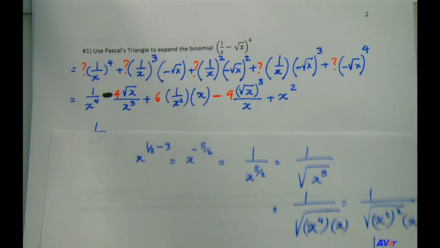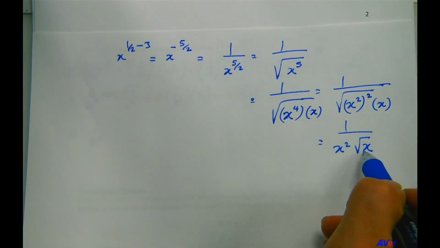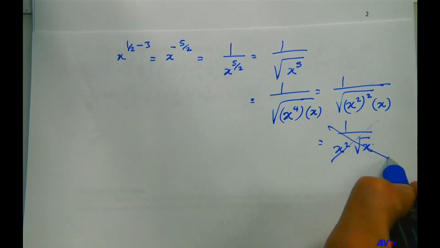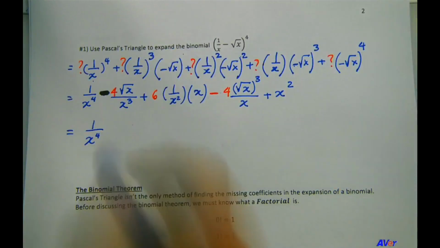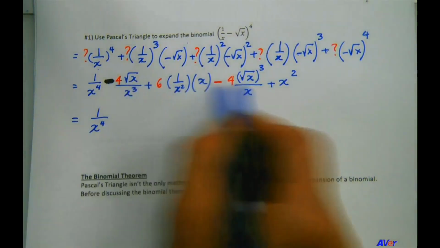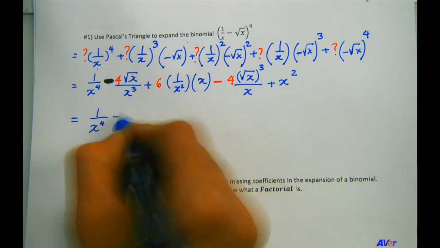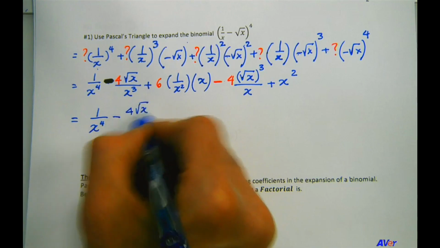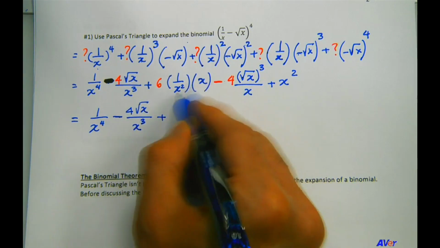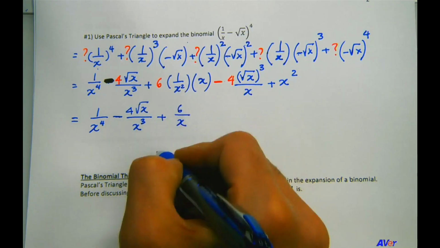I'm having a second thought about that, because if we simplify it in this form, then this is going to have a radical expression in the denominator, and I don't want that. So let's leave our answers the way they are now, because the radical expressions are all in the numerator. I prefer that. So we're going to leave it like that. So minus 4 square root of x over x cubed plus this x, and one of this x will go away. We end up with plus 6 over x, right?